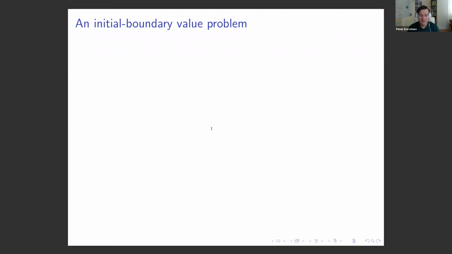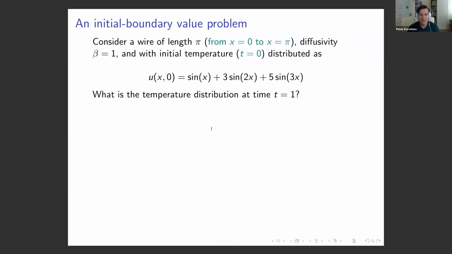So now we can blend in the initial conditions, and we can consider an initial boundary value problem. Consider a wire of length pi, for convenience, so that the eigenvalues would look a bit more natural. So we have a stretch of the wire from x equals 0 to x equals pi.